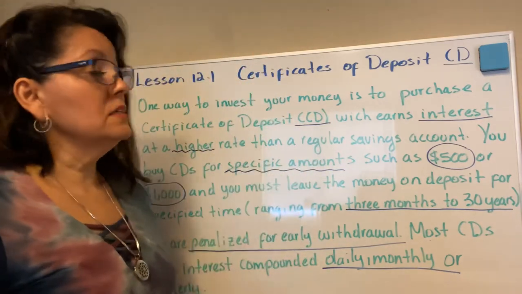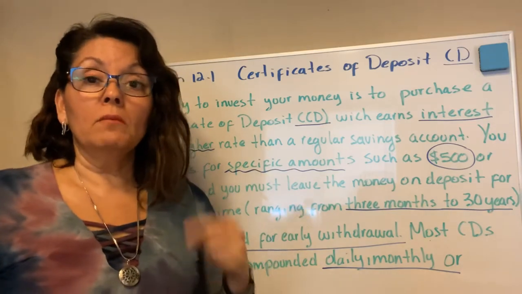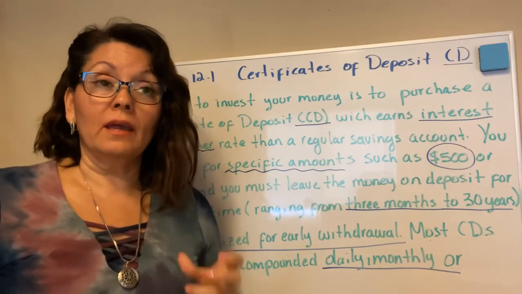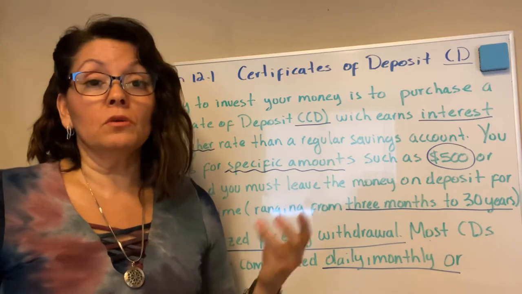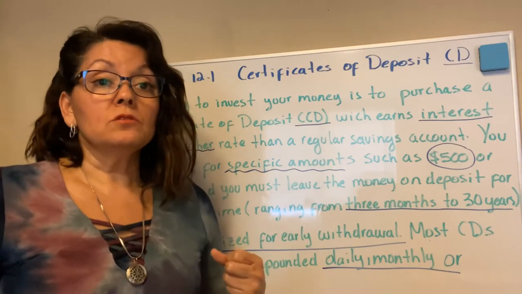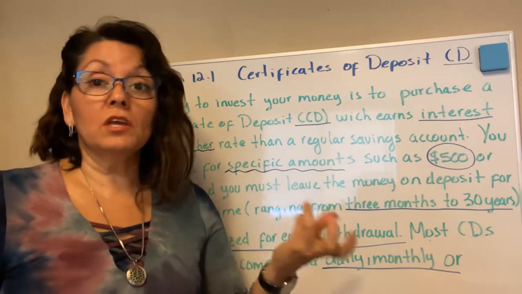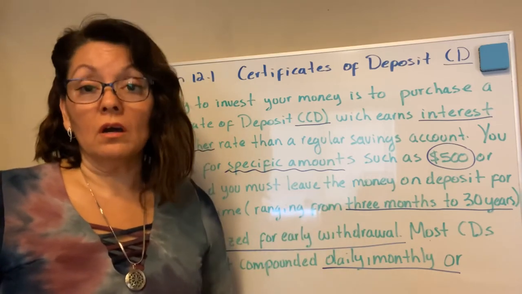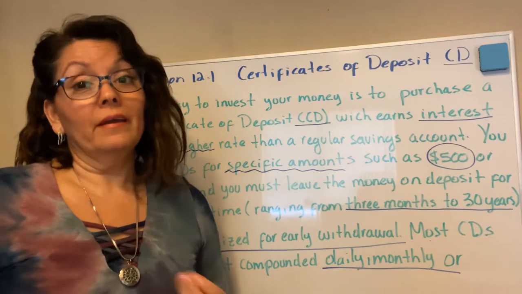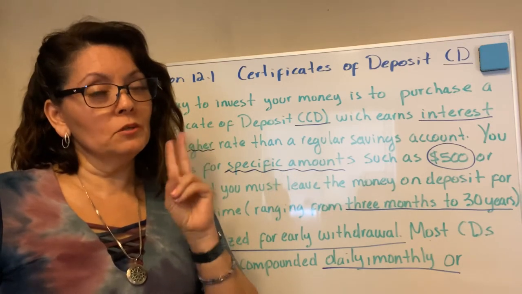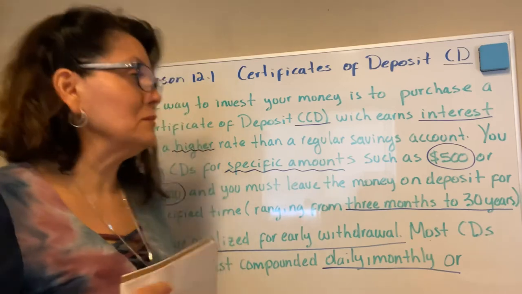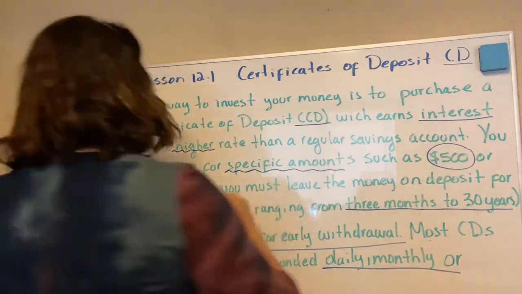Or more, grandparents like me. I bought a certificate of deposit when my grandson was born and I gave it to my son. So I put it in until he was 18. So if he wants to go to college, he will have money to go to college. And guess what? I have to do it again because grandson number two is coming really, really soon.